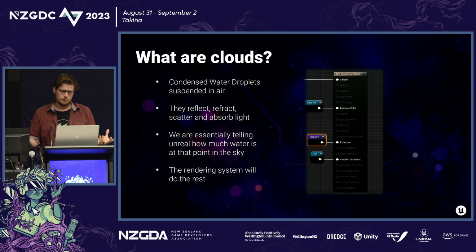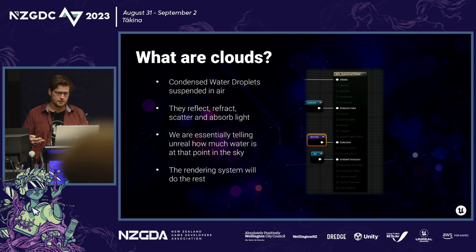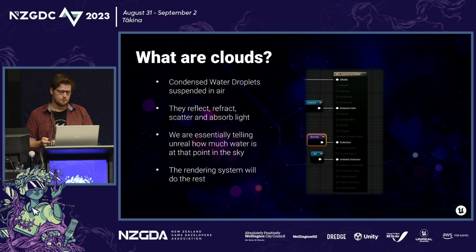And then we come back to the fact that clouds, what are they? They're just water droplets suspended in the air. So light travels through clouds, it's reflected, refracted, scattered, and absorbed. And we're just telling Unreal how much is there. The rendering system will calculate the shadows and all of the physical values for you.